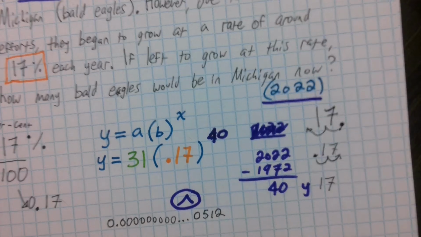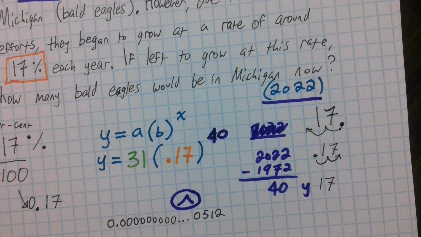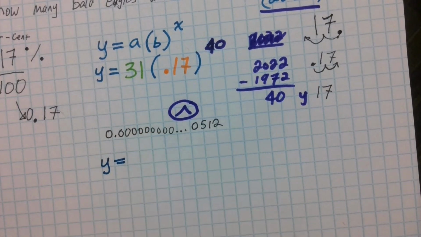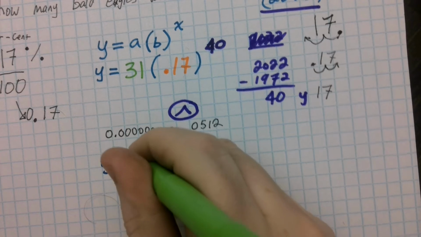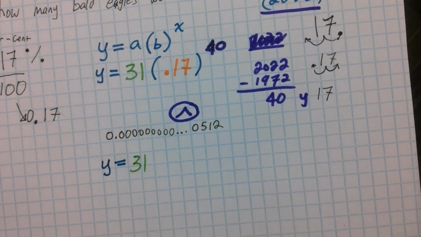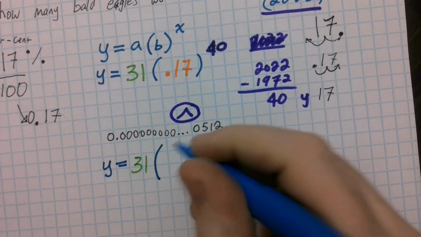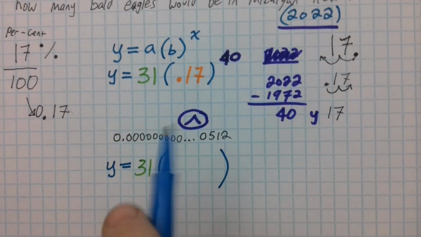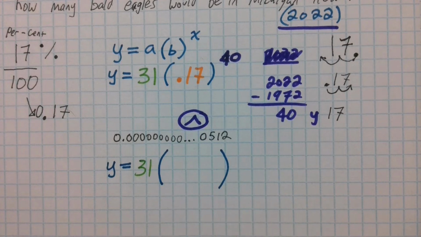Well, maybe not all the way though. See, AB to the x does work for all exponentials. A will always be our starting value no matter what, and that will always work. But it's our B value that's messed up. I hinted at it earlier, but do you know why our B value of 0.17 did not show growth?